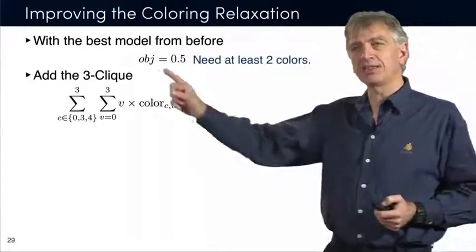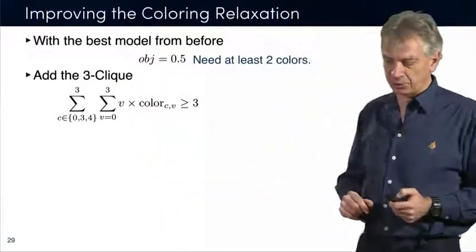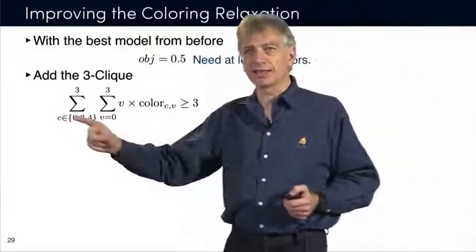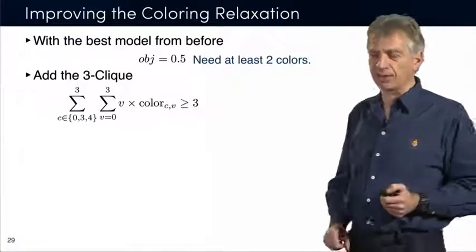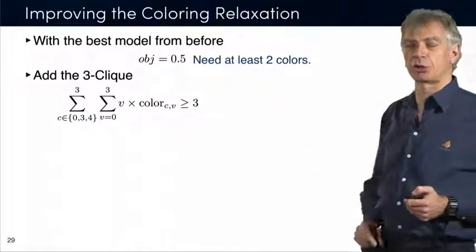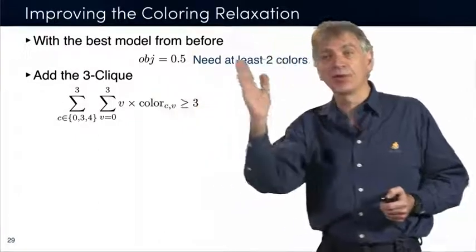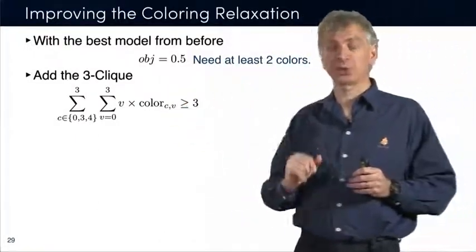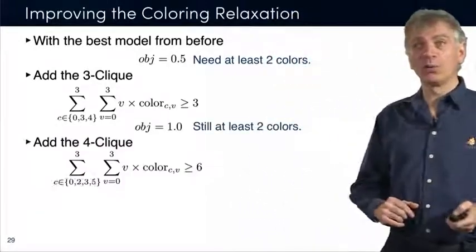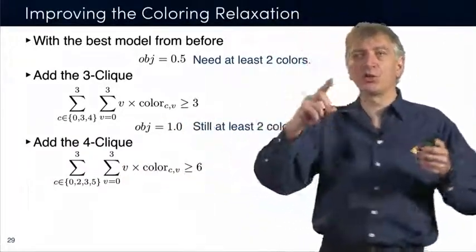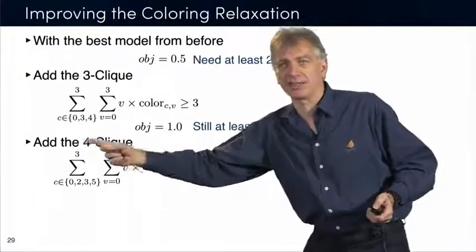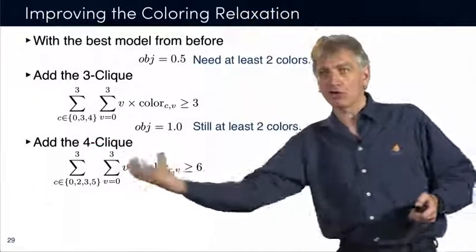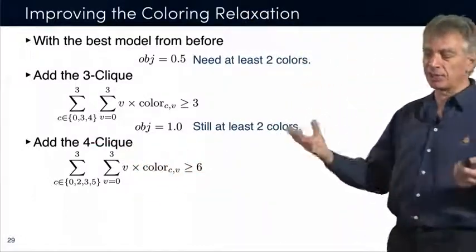Here we are adding a 3-clique, and what this is telling you is that if you look at the values of the vertices in a clique and sum them, they have to be greater or equal to 3. Why 3? Because we have color 0, color 1, color 2. That's the smallest sum we can have with 3 colors, and that's 3. If we have a 4-clique, we do exactly the same thing, but now it's 0, 1, 2, and 3, which is 6. So we take all these 4 vertices and say that the sum of their colors has to be at least 6.